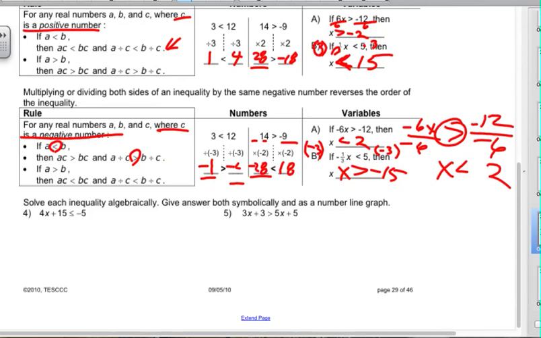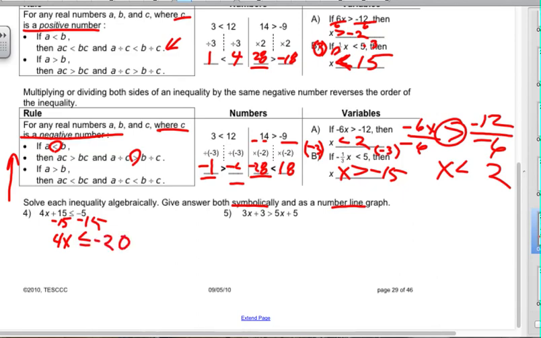So now let's come in. We're going to solve these algebraically, and then we're going to display them both symbolically and as a number line graph. So 4x plus 15, we treat these just like equations. So the first thing I do is subtract 15. So I have 4x is less than or equal to negative 20.